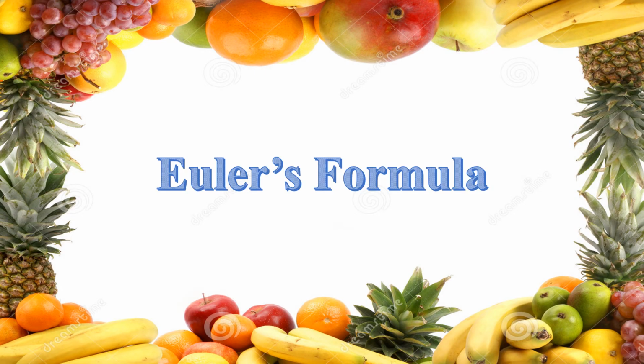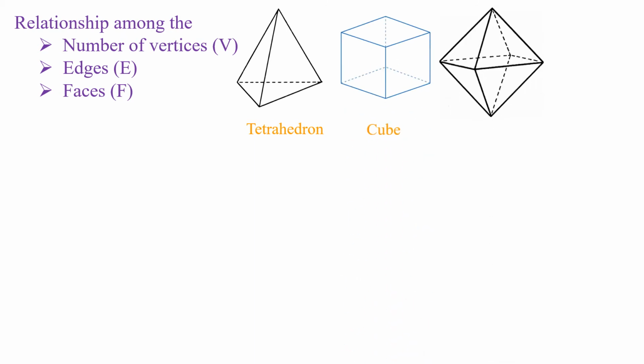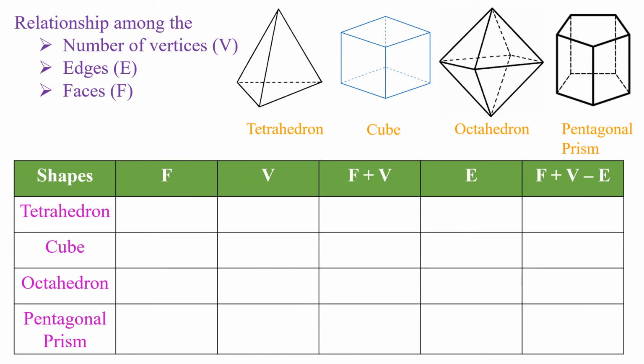Euler's formula. Leonhard Euler was a Swiss mathematician. One of his most remarkable observations gave a relationship among the number of vertices, edges, and faces of a polyhedron. To study this relationship, let us consider 4 examples. The first is a tetrahedron, the second is a cube, then an octahedron, and the last is a pentagonal prism. Let us have a table which contains the shapes, with the number of faces described by F, the number of vertices by V, and the number of edges by E. Euler gave a simple definition which describes the relationship among the number of vertices, edges, and faces.